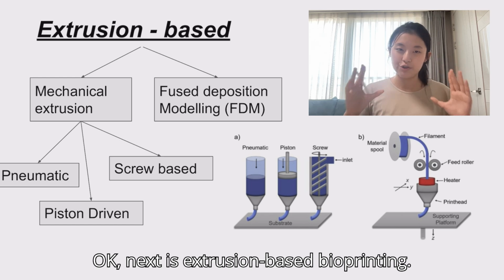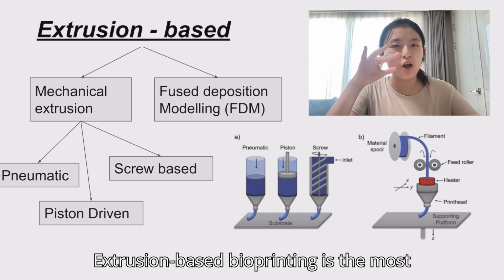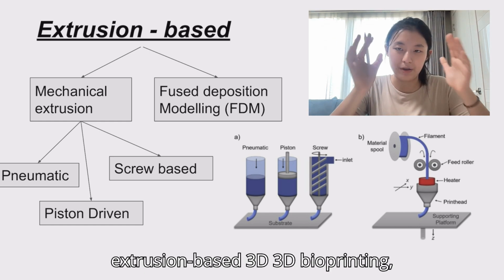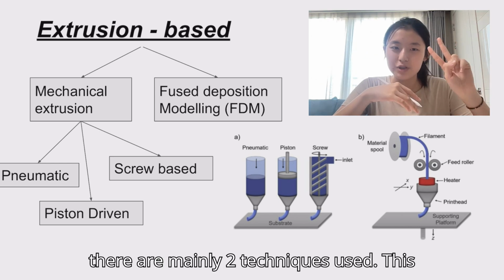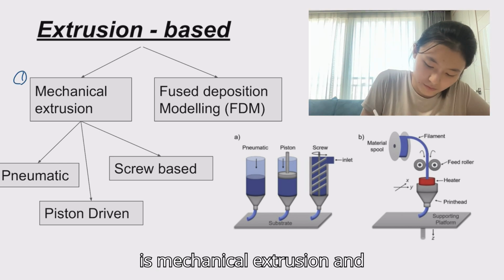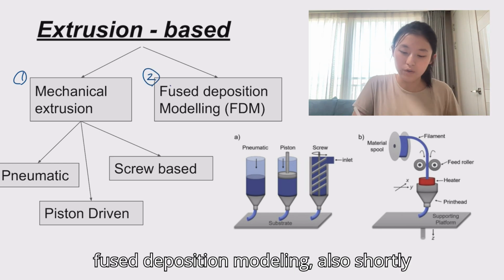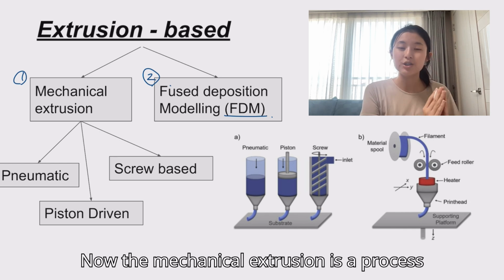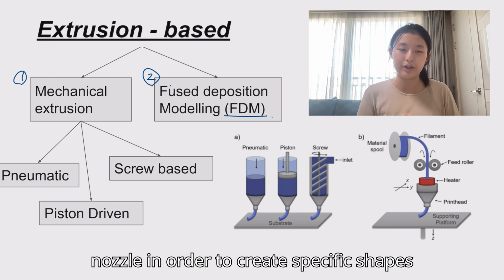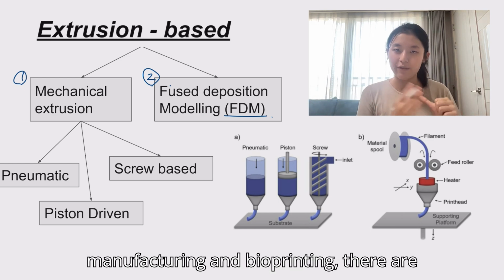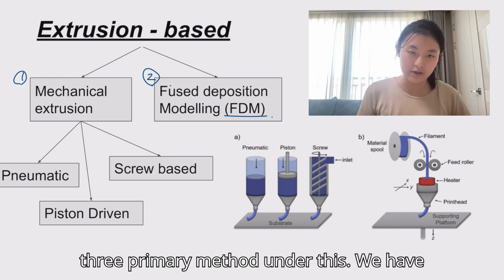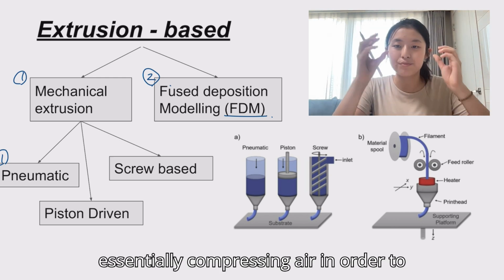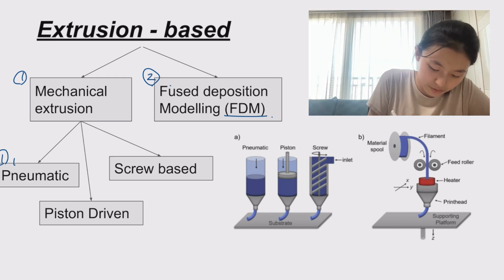Okay, next is extrusion-based bioprinting. Extrusion-based bioprinting is the most common method of printing for non-biological 3D structures. Now, in extrusion-based 3D bioprinting, there are mainly two techniques used. This is mechanical extrusion and fused deposition modeling, also shortly called the FDM. Now, mechanical extrusion is a process where materials are forced through a nozzle in order to create specific shapes, and it's used widely in both manufacturing and bioprinting. There are three primary methods under this. We have pneumatic extrusion, which is essentially compressing air in order to push low viscosity materials.